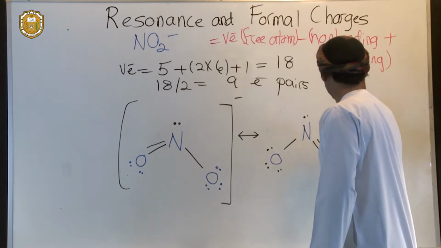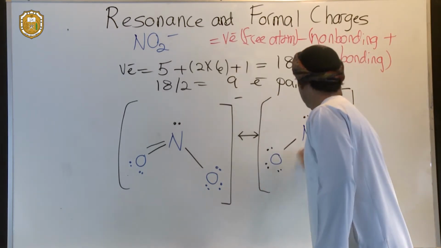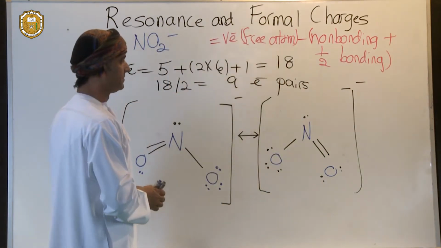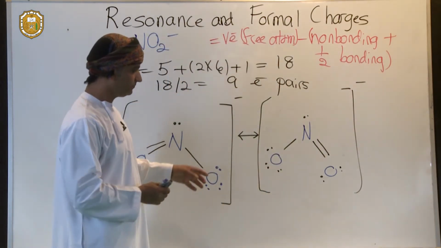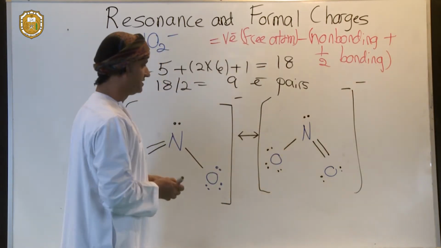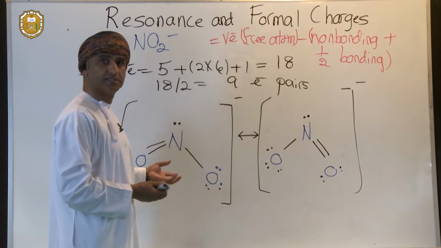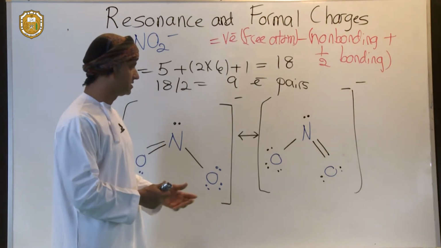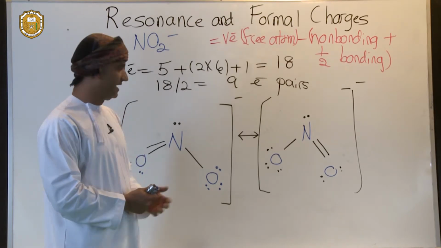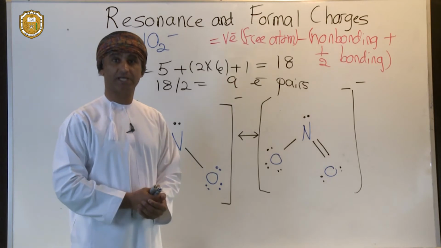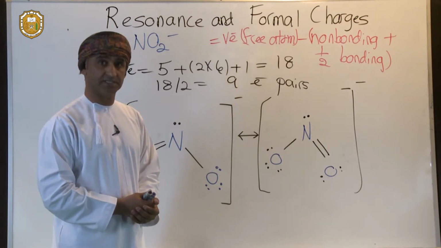We draw the whole Lewis structure between square brackets and the negative charge outside on the top right corner. If you look at this Lewis structure, you will see that the only difference between it and this one is the position of the double bond. Two possible Lewis structures are available here.